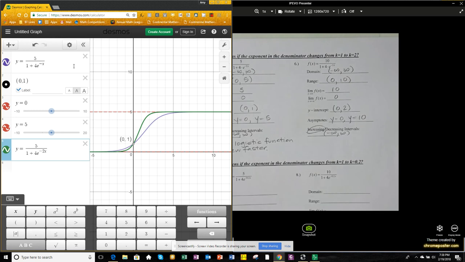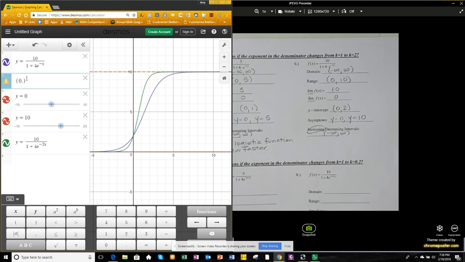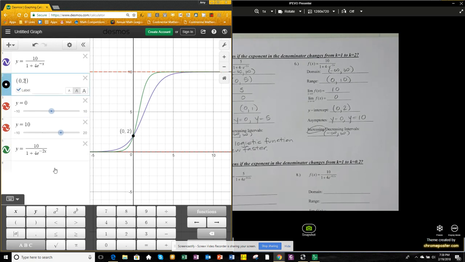And I'll do it right here really quickly so you can see that the green one, if I change that to 10, and the purple one, where I change that to 10, see how the green one still grows faster when you have the exponent that is twice the size. And let's change our y-intercept to 0, 2, so we have it on the right spot. All right, well, that's pretty cool.